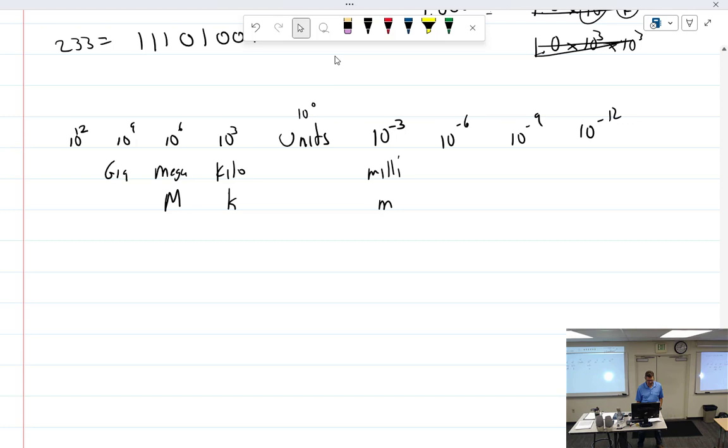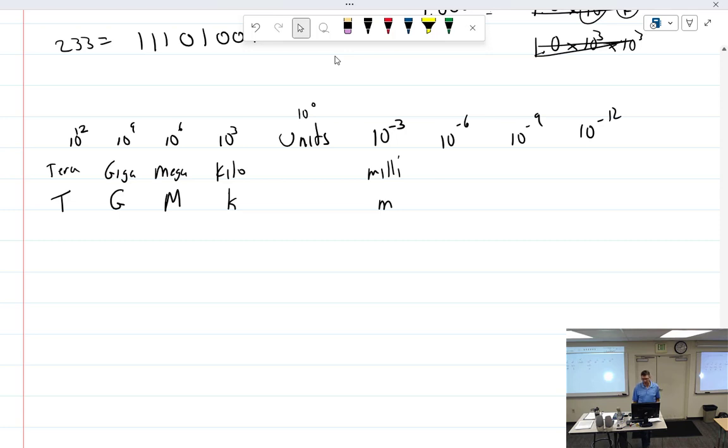This one, I don't really use in class ever, but giga, which is a capital G. And this one is tera. Again, I don't use that one. Tera, which is T.